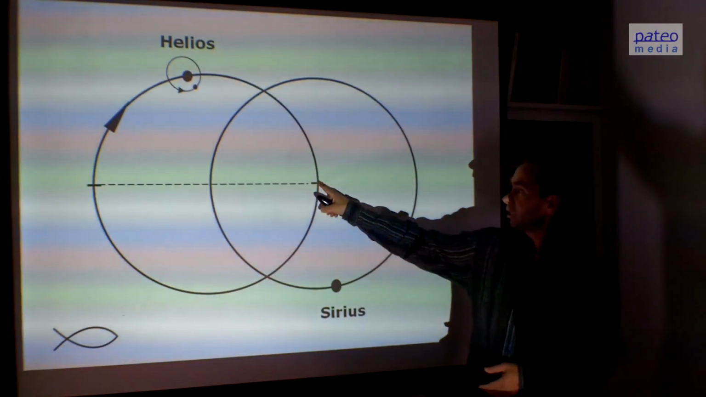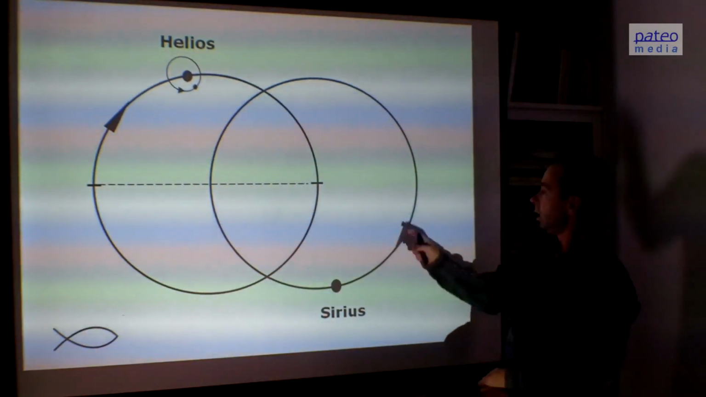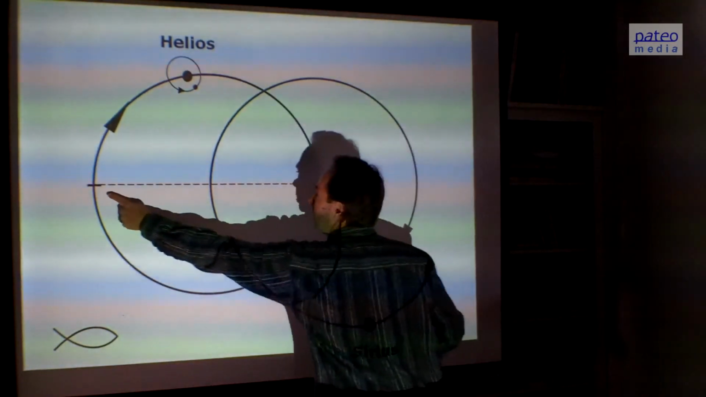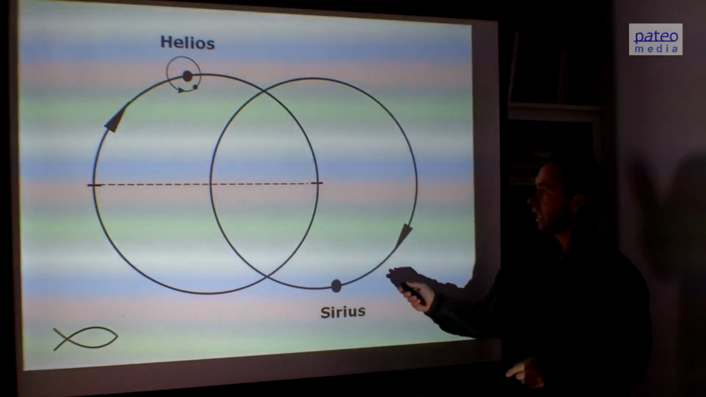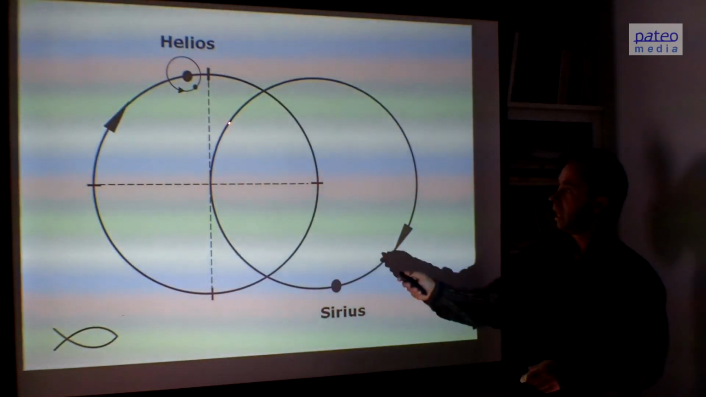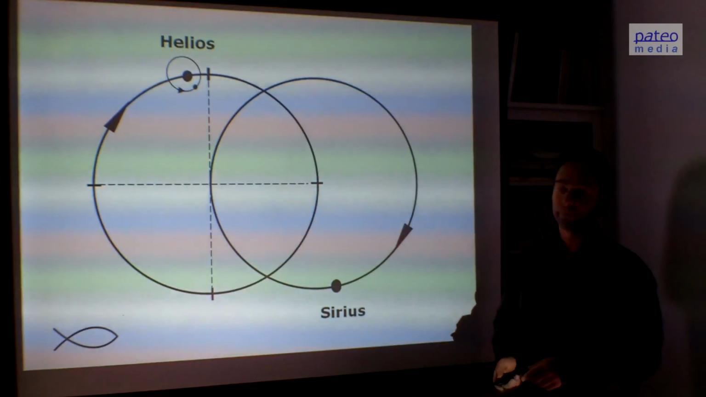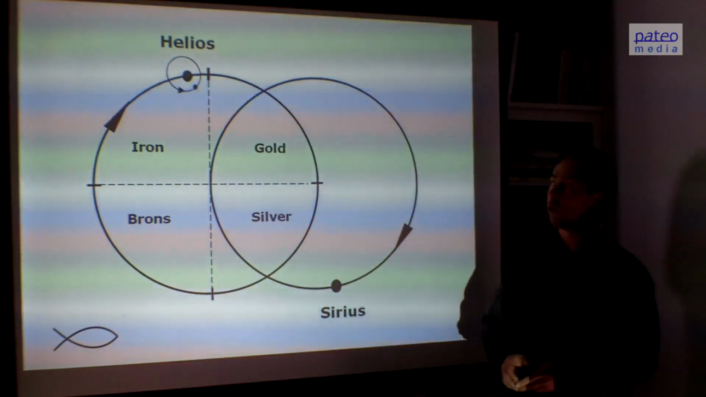At this moment when Helios is here and Sirius is here, the distance is closest. The other time when Helios is here and Sirius is here, the distance is furthest away. This is a demarcation line. Here we see another one. And we have now 4 periods. This period is called the Golden Age, the Golden Period.